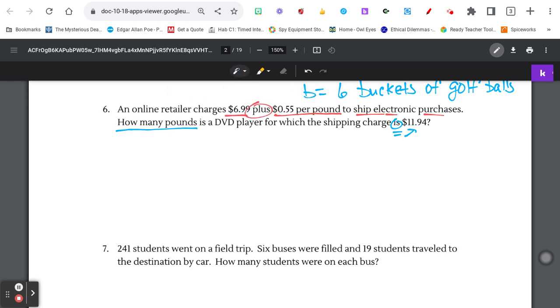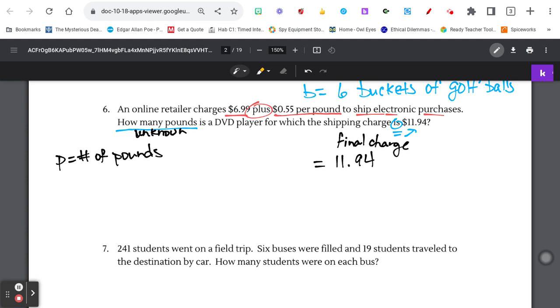All right, so let's take a look. I'm going to do P for number of pounds because that's my unknown. Okay, number of pounds that my DVD player weighs. All right, so I know that based on the weight and also the retailer charge, someone paid $11.94. Okay, this was the final charge.